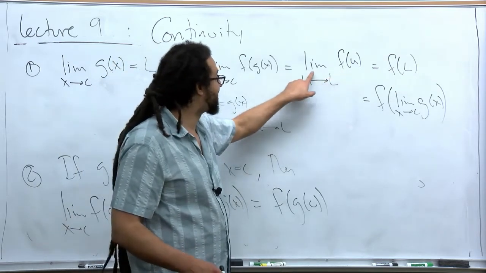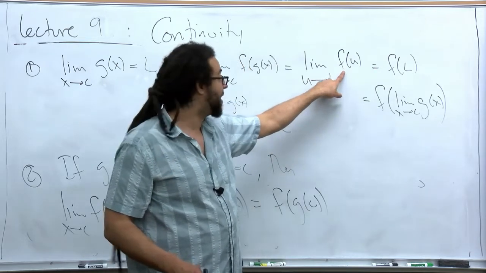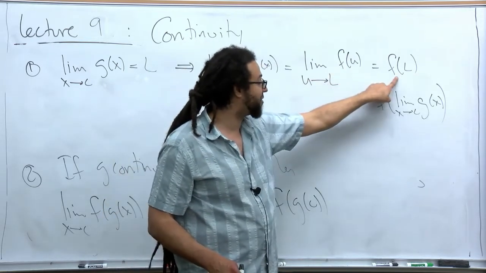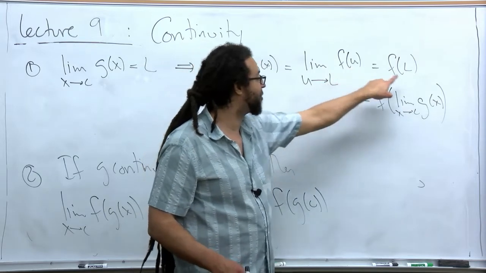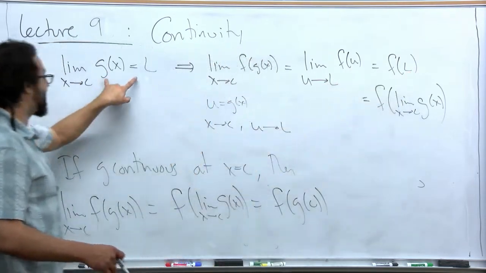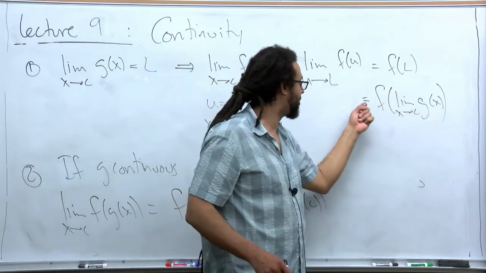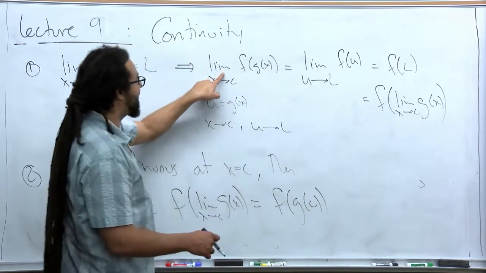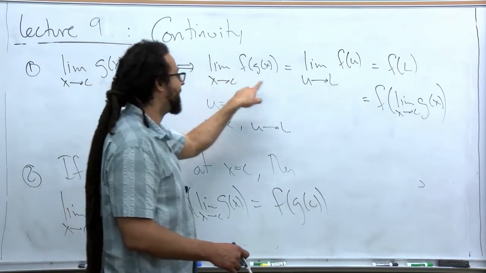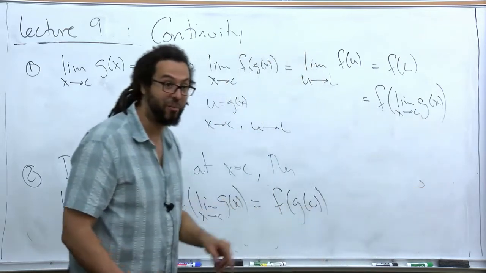And so now what's the limit as u approaches L of f of u? Well, f is continuous, and so limit is the same thing as value. So I just plug in L everywhere I see a u. Well, what is f of L? Well, L is just this thing. So I can replace L with that limit, and so now that says that the limit of the continuous function is the continuous function applied to the limit. So that was item 1.